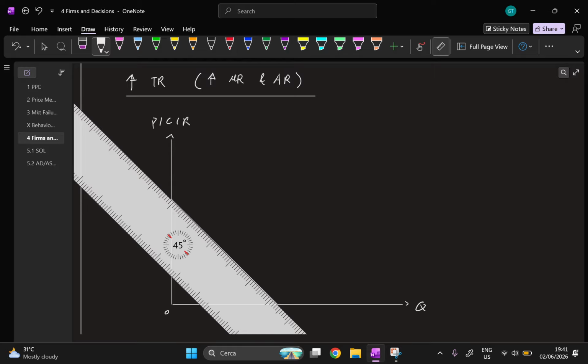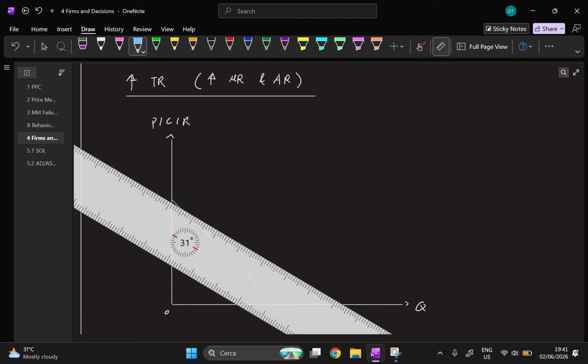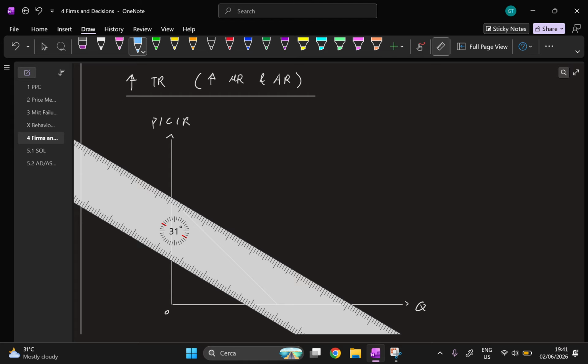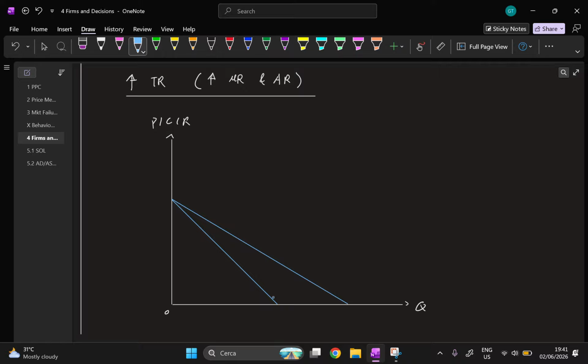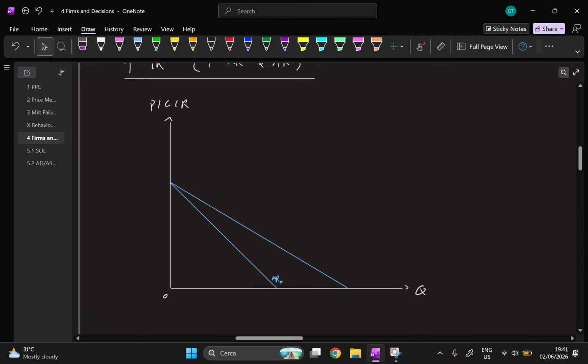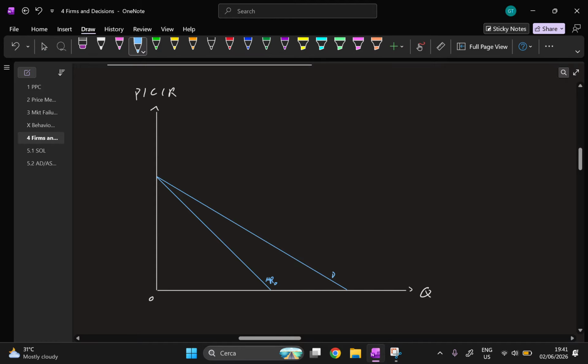So I'm going to draw now my initial MR. No, let me use a different color. Initial MR and initial AR. Remember, your AR starts on the same point. Please make sure it originates from the same point as your MR, but this one is going to go a bit further out. So let us label this MR0. This is my original MR. And I'm going to label this as initial demand equals initial average revenue.